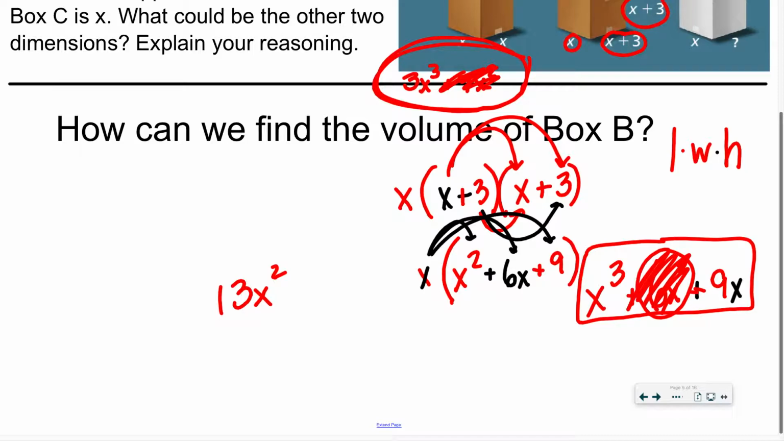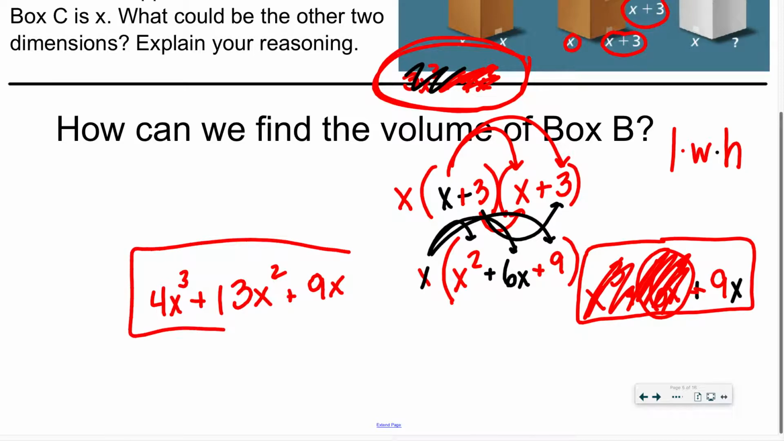What else could I add? Sarah, what could I add? 3x cubed plus x cubed. And how many x cubed would I have? 4. Plus 4x cubed. Now what? Yeah, I still have a 9x. Still have a 9x, not yet. So if I needed to represent the total volume of the taller box and the total volume of the smaller box, I would come up with 4x cubed plus 13x squared plus 9x.